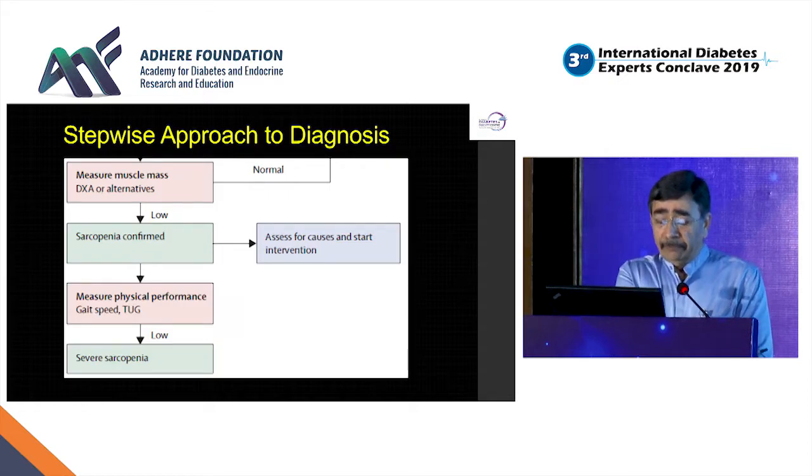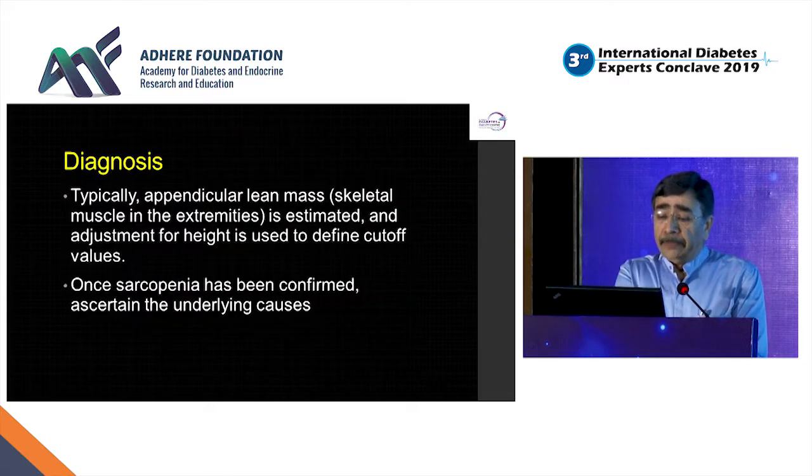Once you measure the muscle mass using DEXA, and if you are able to define sarcopenia there, then you have to do performance tests like timed up and go test and gait speed. And if they are low, it is severe sarcopenia. If they are normal, you assess for the causes and start intervention accordingly. Typically, for muscle mass evaluation, we look at the appendicular lean mass, which I showed in the earlier table, and once sarcopenia is confirmed, you have to look for the underlying causes.